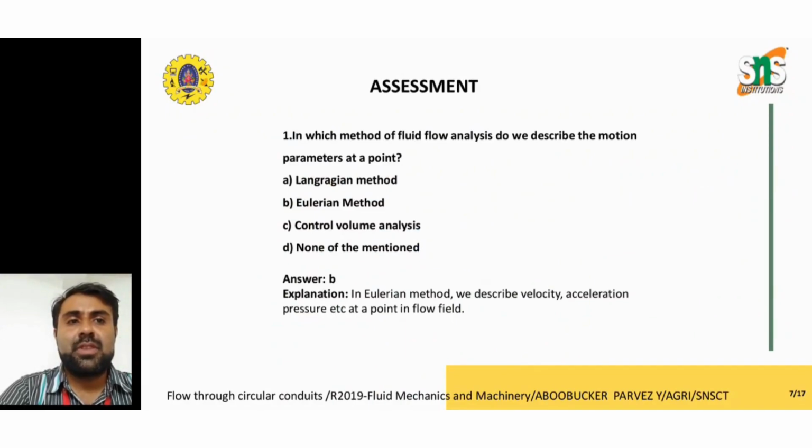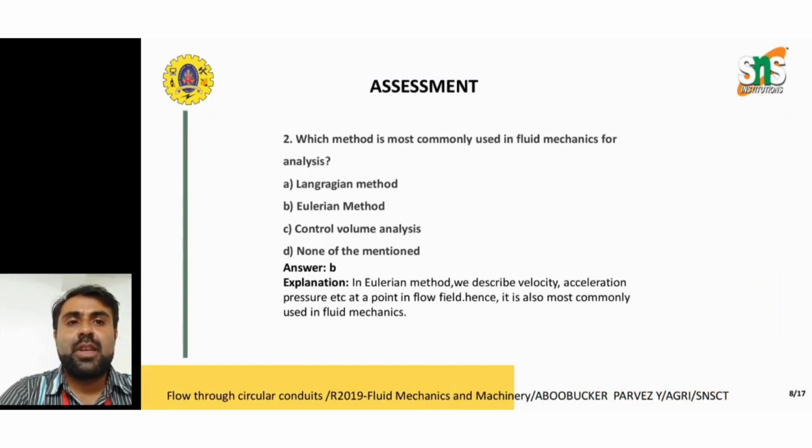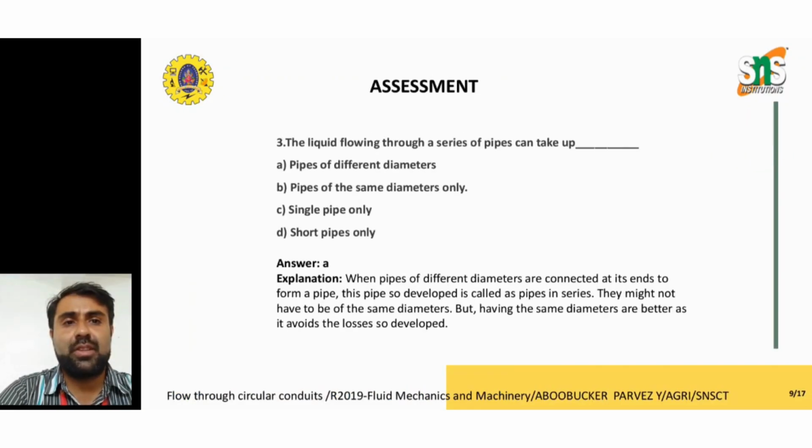Let's have an assessment here. In this method of fluid flow analysis, what do we describe, the motion parameters at a point? The answer here is the Eulerian method. We describe the velocity, acceleration, pressure, etc. at a point in the flow field. And which method is commonly used in fluid mechanics analysis? The answer is the Eulerian method, because as stated in the previous slide, we describe velocity, acceleration, pressure at a point in the field. Hence, it is also most commonly used in fluid mechanics.